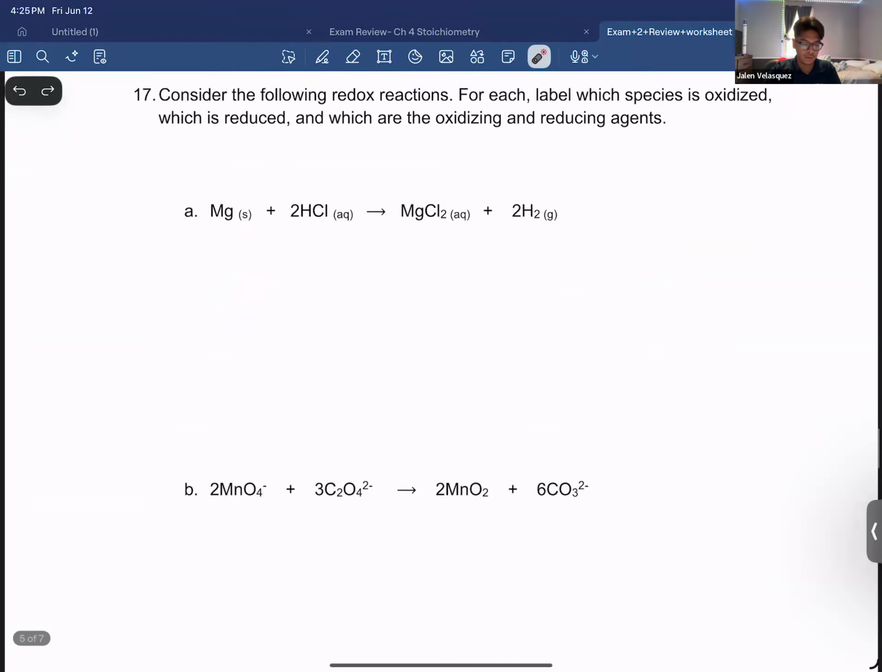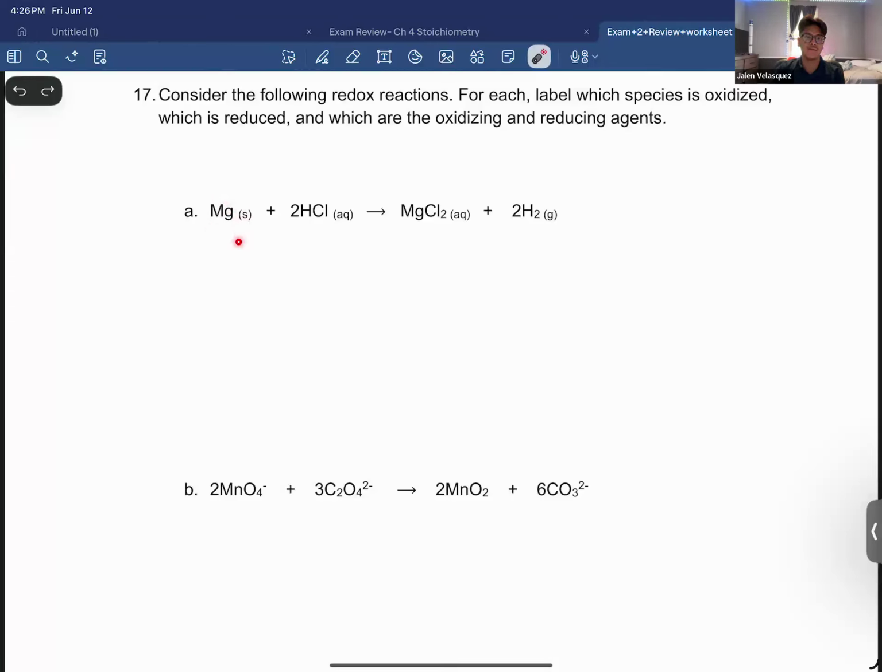Okay. So in order to do redox reactions, you have to be able to assign the proper oxidation number to all of the species in the chemical reaction. Hopefully you remember from the lecture video, there's a long list of oxidation state rules. You must memorize all of those rules to be able to solve these problems.